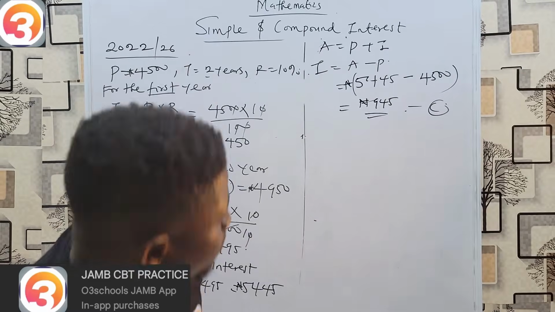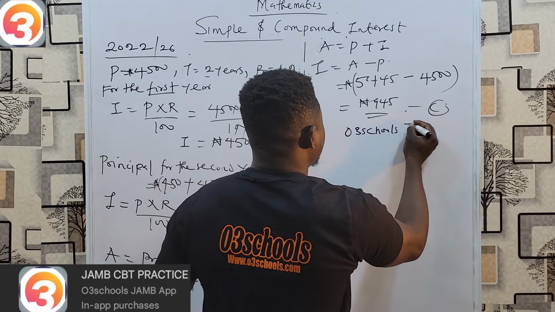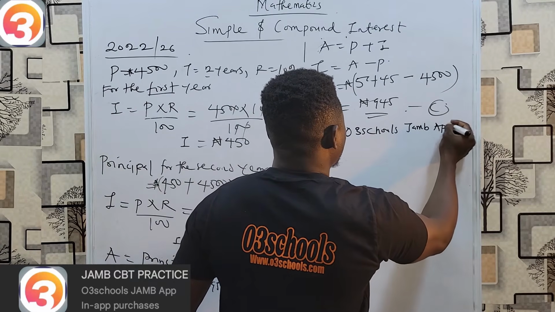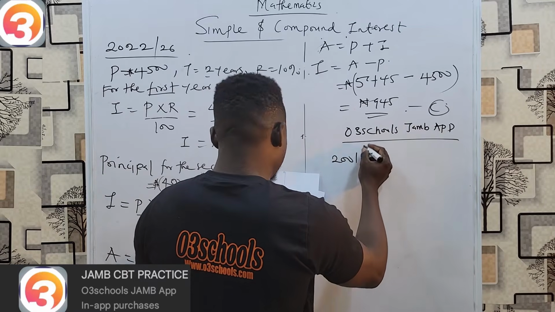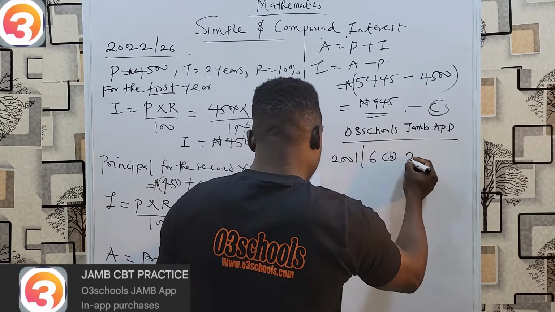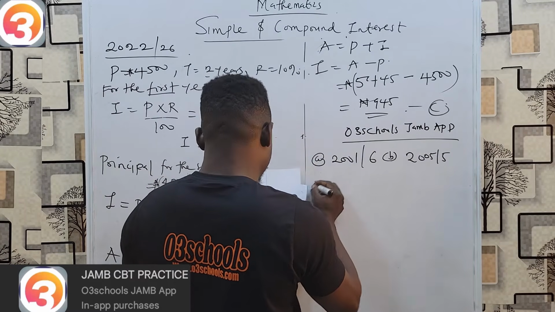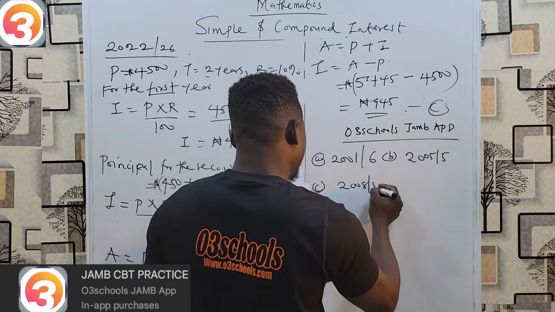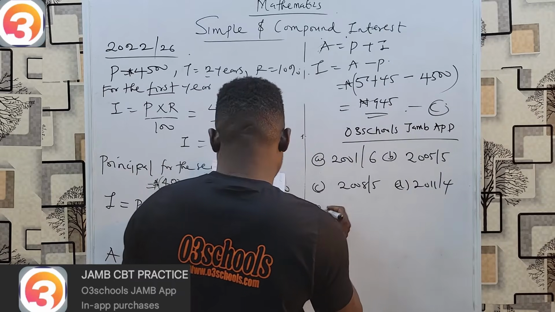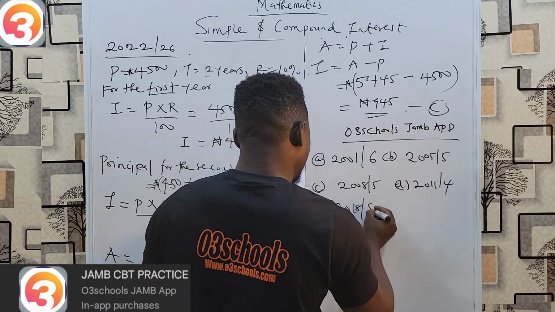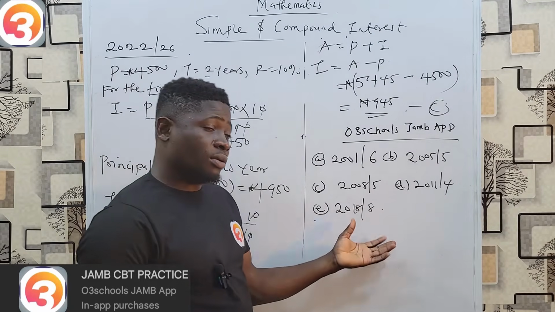There are some assignments for you. Assignment from the app. Please go to your Oh3 Schools JAMB app and do this assignment. This is question 2001 number 6. These are likely questions. 2005 number 5. This is A, B, C, C. 2008 number 5, D. 2011 number 4, then E. 2018 number 8. All right, so please do well to solve all the questions.